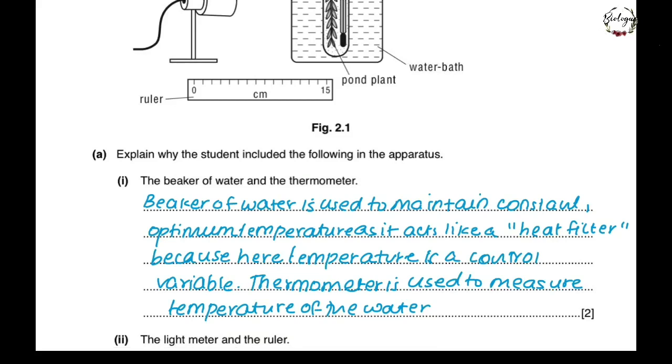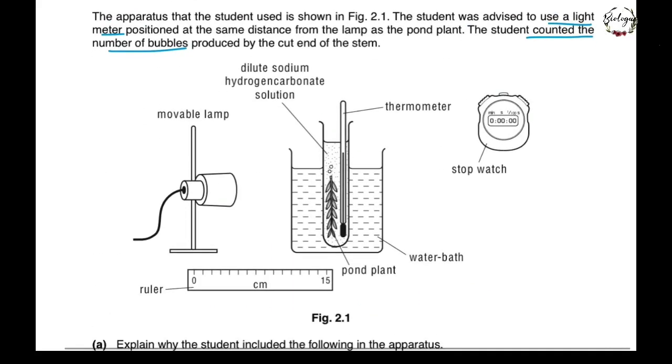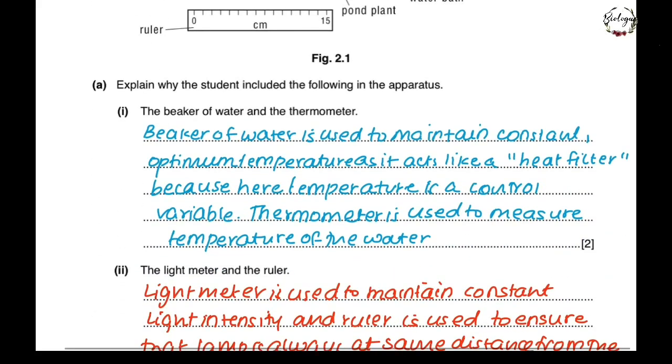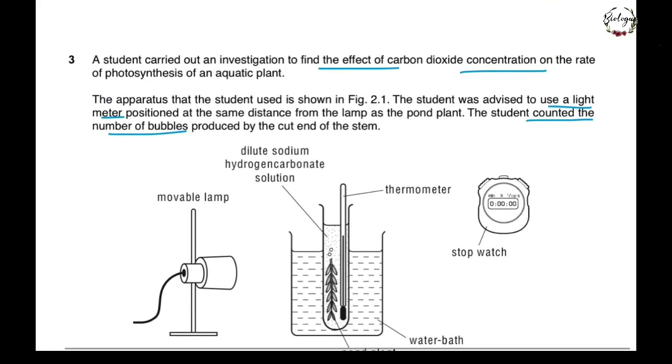Explain why the student included the following apparatus: the beaker of water and the thermometer. So the beaker of water we see is actually used as a heat filter. So it is used to maintain a constant temperature. Okay, it's used to maintain a constant optimum temperature, and it acts like a heat filter, right? It acts like a heat filter because temperature here is a control variable. You need to control it, right? You do not have to change the temperature, because here only the carbon dioxide concentration is being changed.